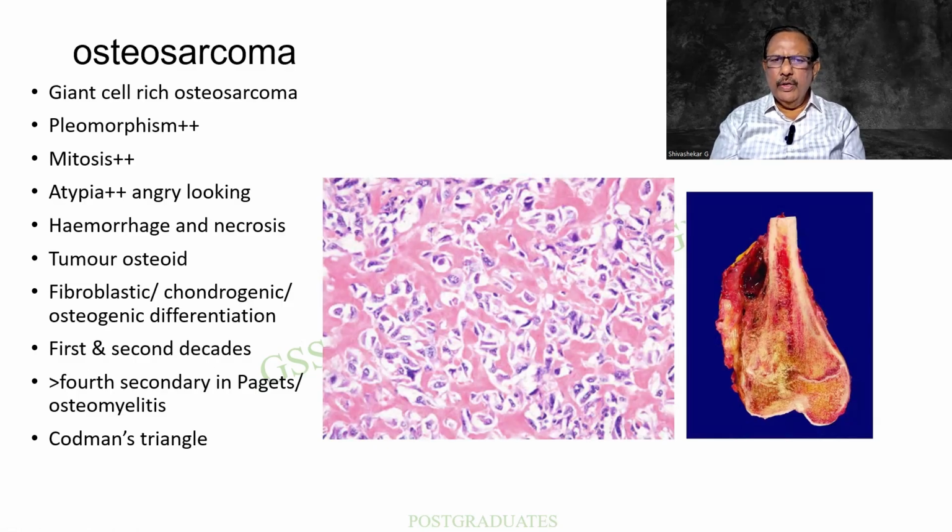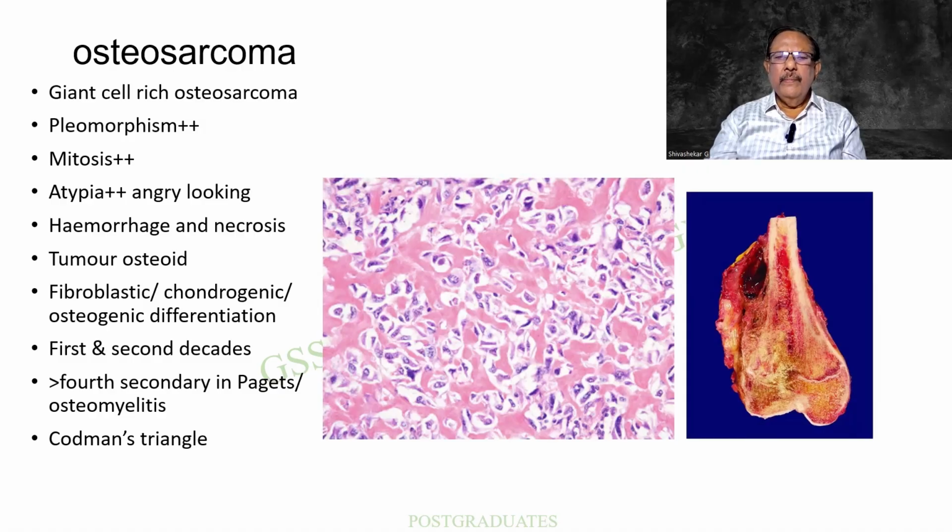This is another friend of ours, the undergraduate question, the osteogenic sarcoma. Here you find a giant cell rich osteosarcoma that has been taken as an example, where there can be pleomorphism. In fact, the key words for the diagnosis of an osteosarcoma will be atypia, angry looking cells, hemorrhage and necrosis, as you see in a gross picture. And there can be three types of differentiation: fibroblastic, chondrogenic, or osteogenic.